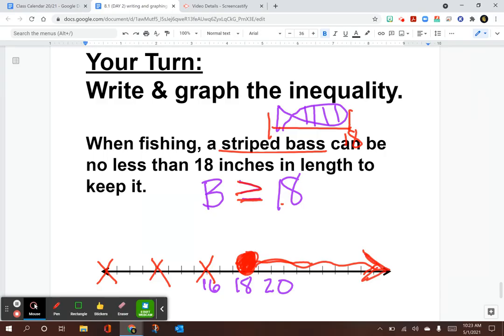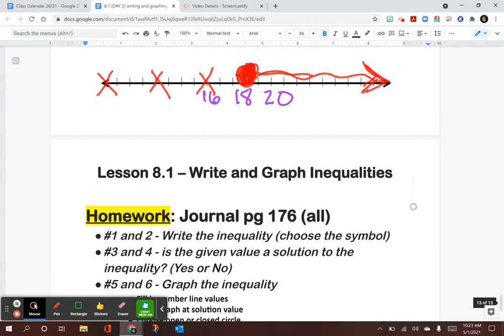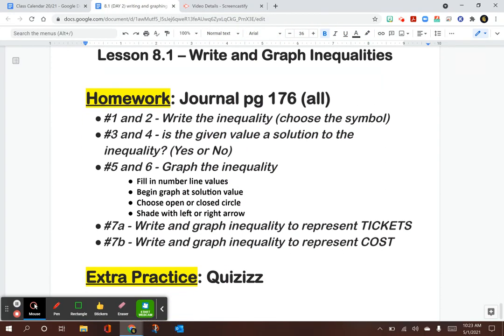How'd you do? Were you able to write the inequality? Did you get it graphed correctly? Well, now it's a chance for you to show me what you've learned. For the first two questions on journal page 176, make sure that you look carefully at the directions and you're going to write the inequality. Make sure you choose the right symbol. For numbers 3 and 4, all you have to do is tell whether or not the value they gave you is part of the solution set. For 5 and 6, remember, when you're graphing your inequality, figure out your number line numbers, start your graph, open or closed circle with a left or right arrow direction.